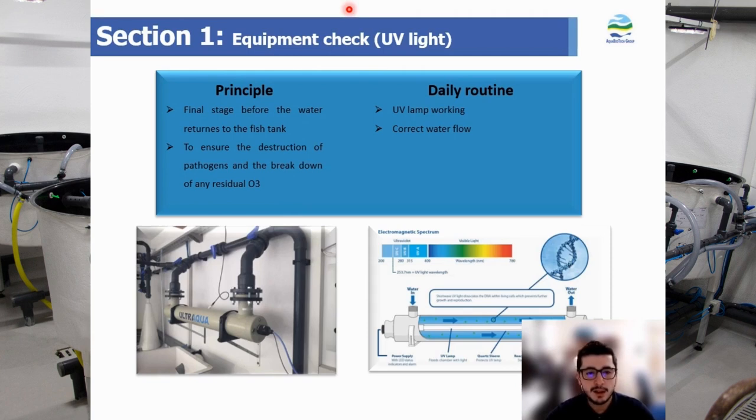The UV light represents the final stage before the water returns to the fish tank in a closed system and is essential to reduce the bacterial load and to break down any residual ozone in the water that might be harmful for the fish. The daily check must ensure the correct operation of the valve and the correct water flow.